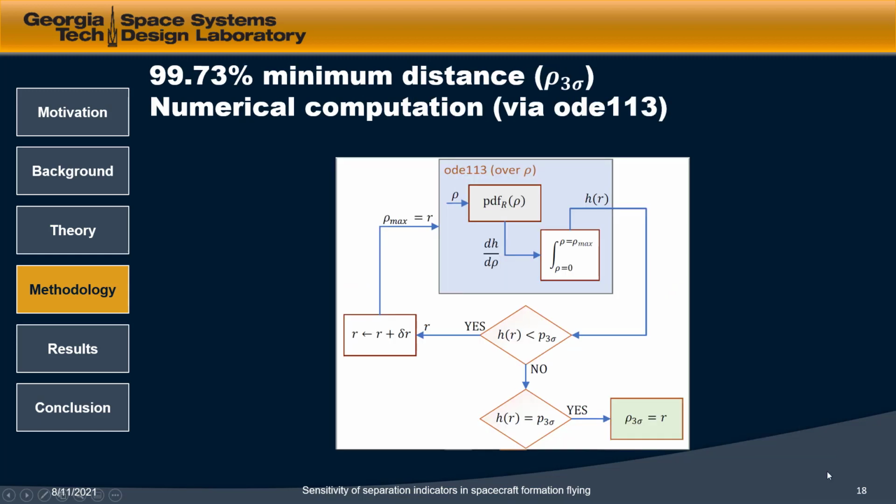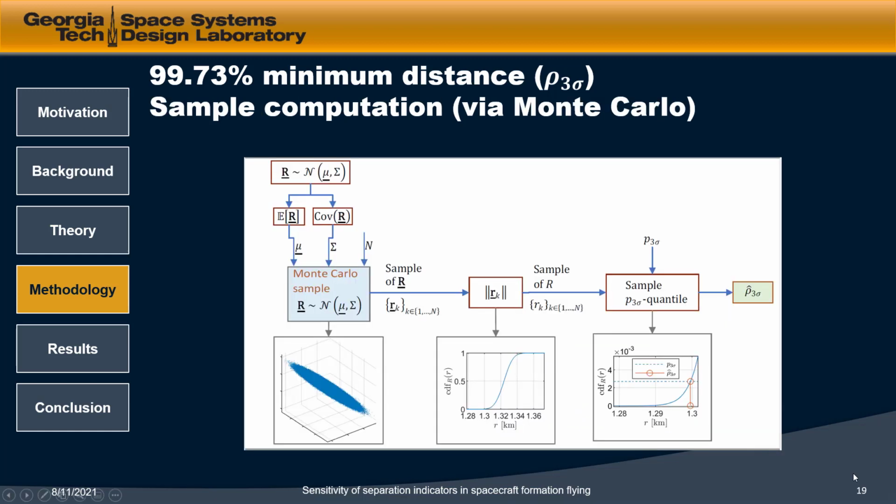As for the computation of ρ3σ itself, we do that in two ways. The first, which we will call numerical, is another nested layer of ODE113, where we increase the upper limit of the integral of the PDF of R until the output of the integration hits P3σ. The second method, which we call sample, is a Monte Carlo estimate of the P3σ quantile of R, which is obtained by drawing a sample of the instantaneous relative position distribution, taking the norm of every point in the sample, and then finding the empirical percentage.